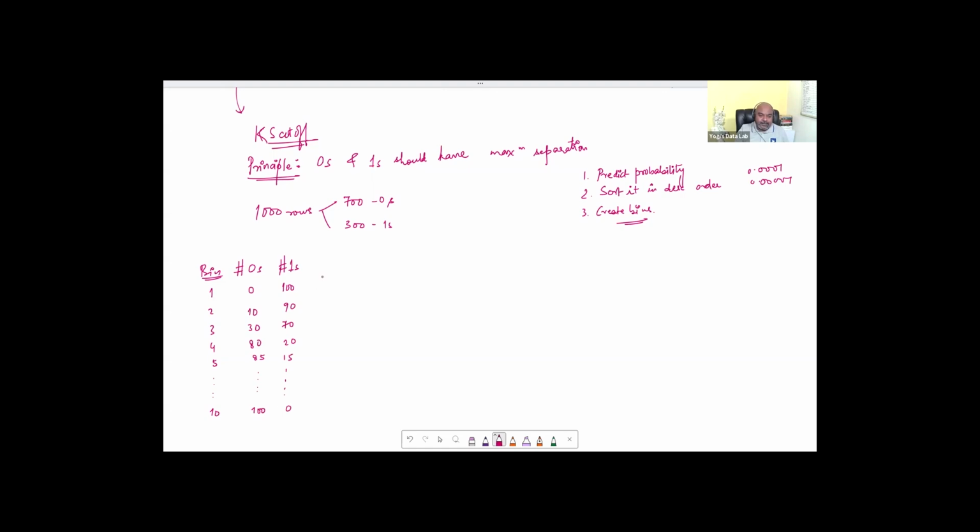The next step is to calculate the percentage of zeros and percentage of ones. So 0 divided by 700 is 0 because I have 700 zeros. Then you will have 10 divided by 700. So let's say it is 0.01. This is assuming, I'm not calculating anything, I'm just assuming. Let's say this is 0.02, this is 0.13, 0.14, and this will be 100 divided by 700. So let's say it is 0.70 or something.